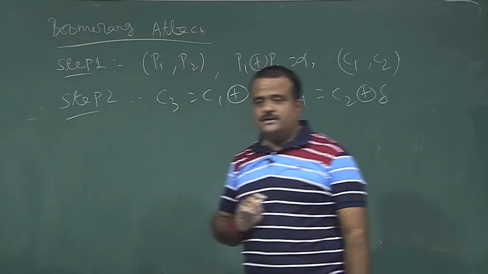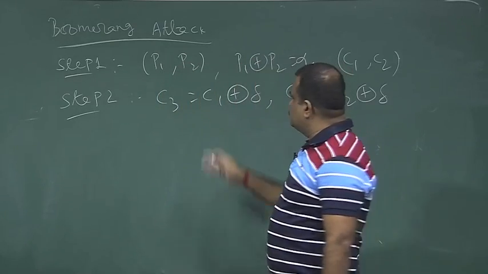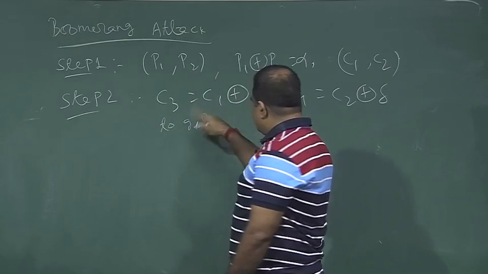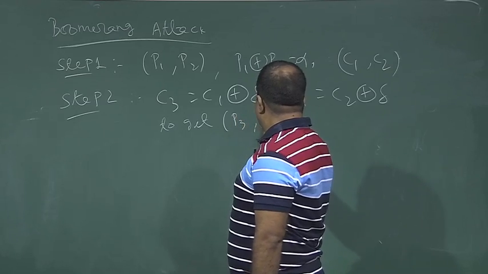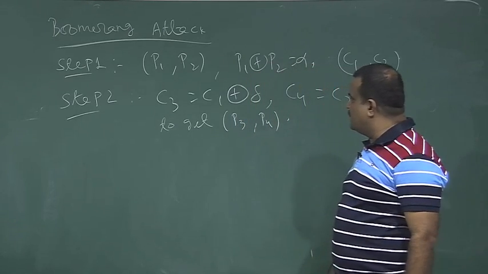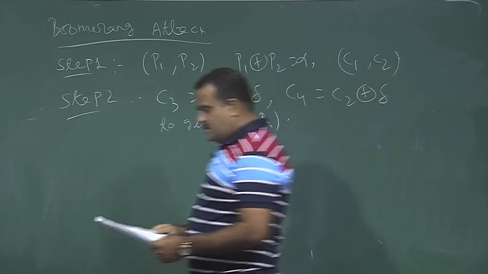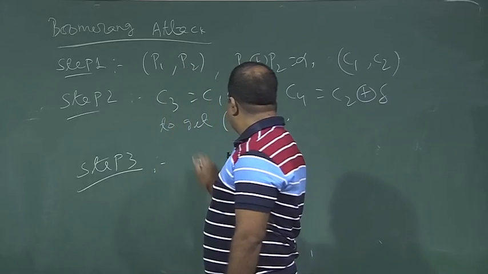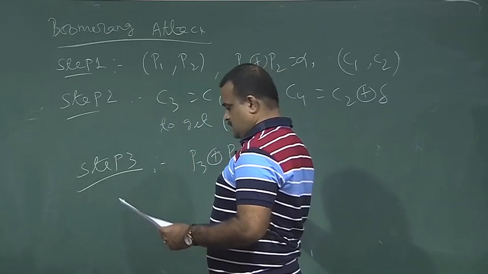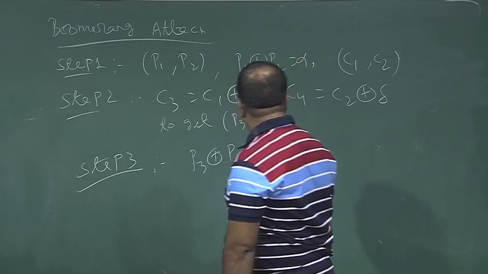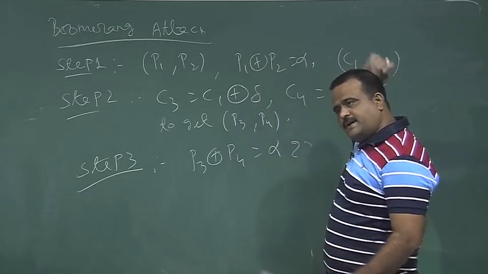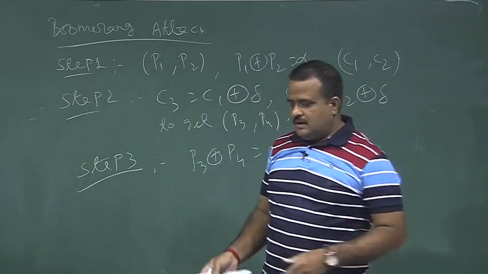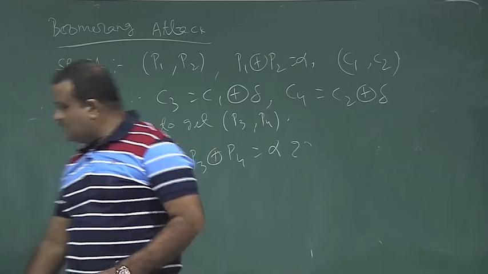So, this is a chosen ciphertext attack also. We ask to decrypt this ciphertext to get P3, P4. Once we have P3, P4, then in step 3 we check whether the difference of P3, P4 is alpha or not. If it is alpha, then we increase the counter. So, we repeat this until we get a significant frequency in this table. Okay, so this is the boomerang attack.